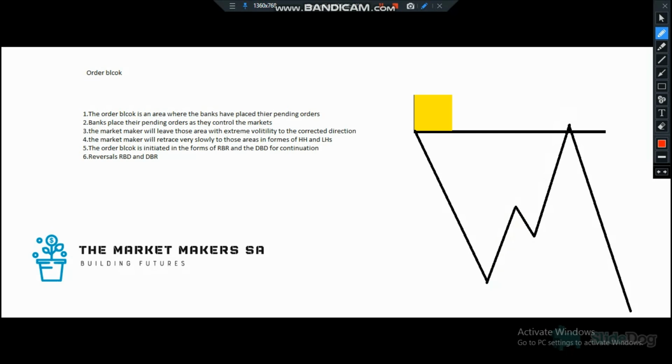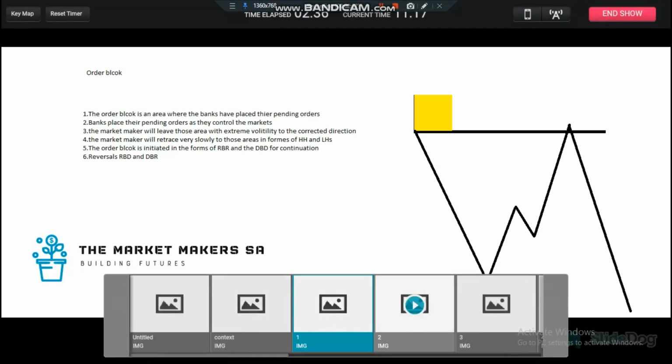The order block is initiated in forms of rally, base, rally, and drop, base, drop for continuation. And then for the reversal, it's rally, base, drop, and drop, base, rally. We're going to go through specifically what those are in the next slide, but that's really what an order block is from a theoretical side.